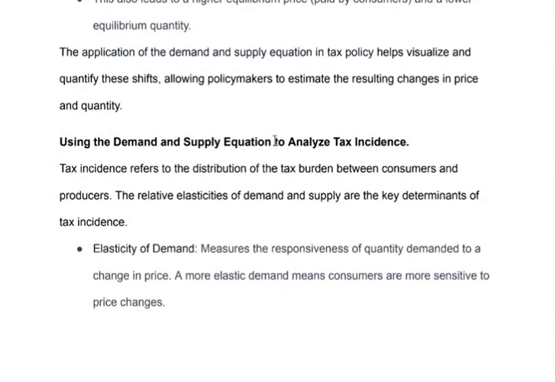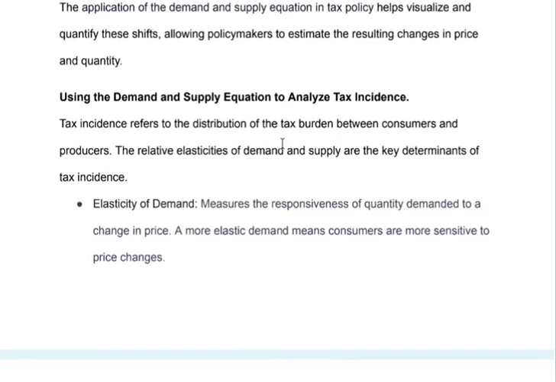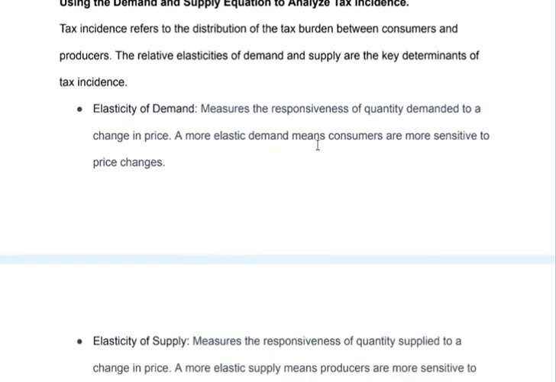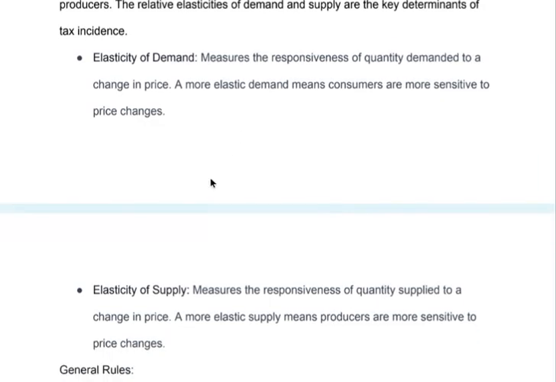Using the demand and supply equation to analyze tax incidence. Tax incidence refers to the distribution of the tax burden between consumers and producers. The relative elasticities of demand and supply are the key determinants of tax incidence. Elasticity of demand measures the responsiveness of quantity demanded to a change in price. A more elastic demand means consumers are more sensitive to price changes.